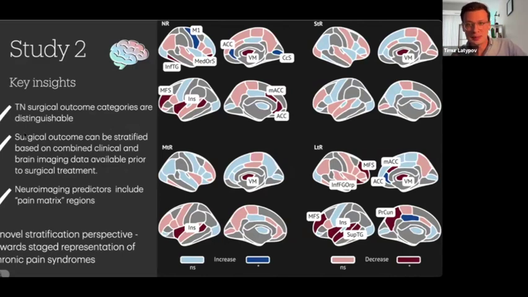And the novelty aspect of this work is the fact that, using retrospective data, we're linking this disease stratification to the surgical outcome, a very relevant prognostic measure for these patients.